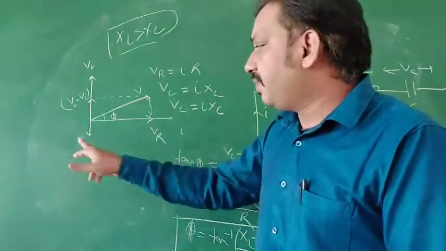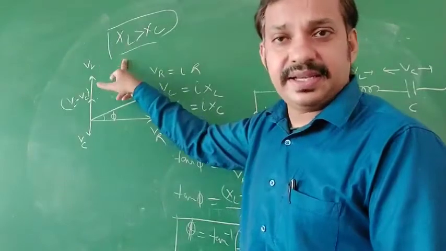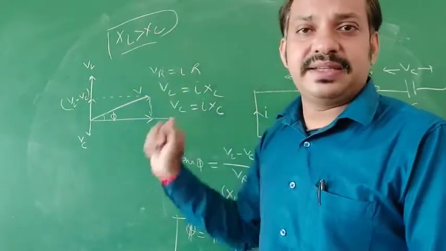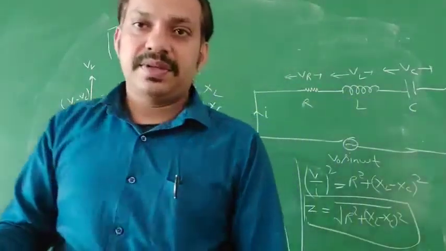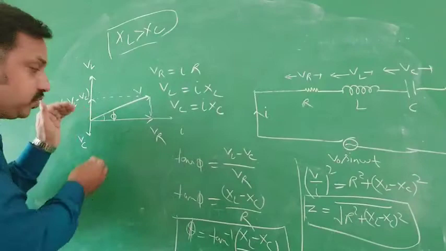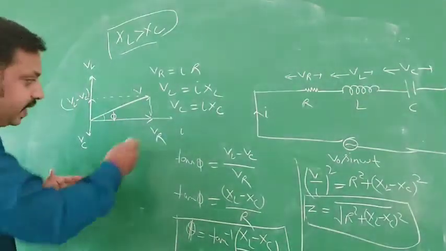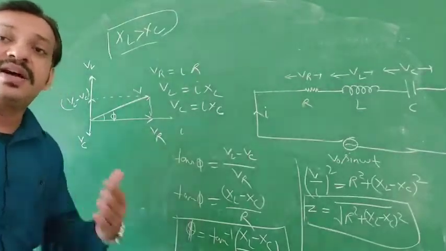But if anyhow XC is greater than XL, in that case what will you get? The current leads by phi. The current will lead, because in that case VC will be bigger. So you take the resultant of these two vectors on the downside, and after that you take this side, you get the diagonal, and that is why in that case the current will lead.